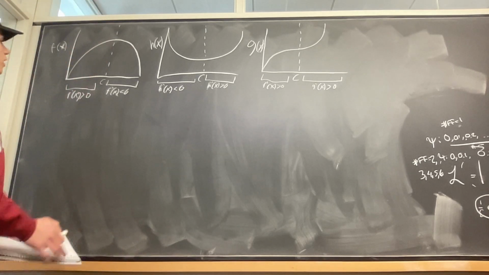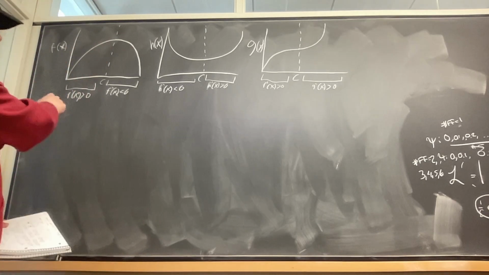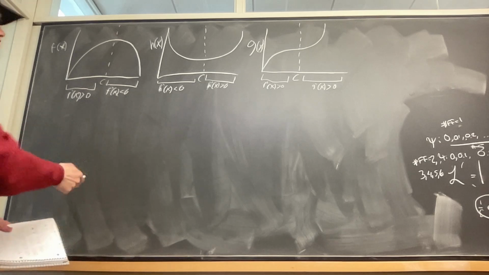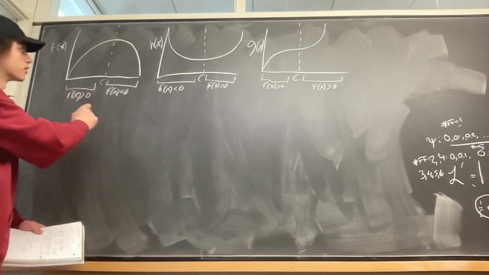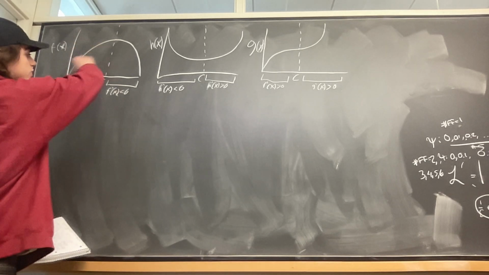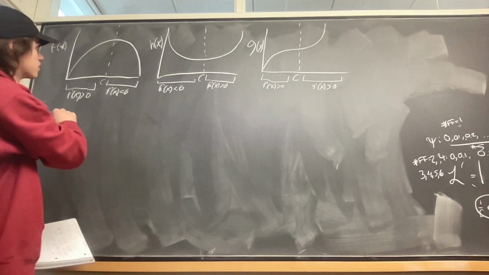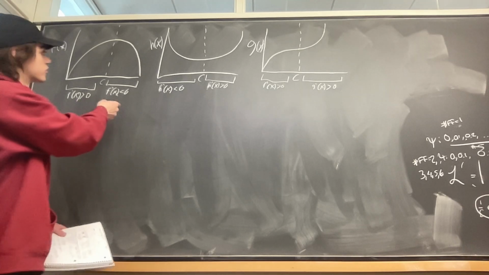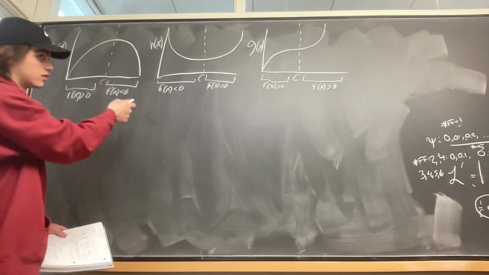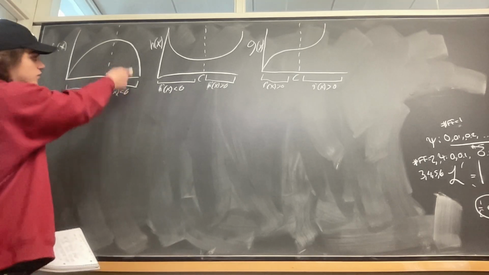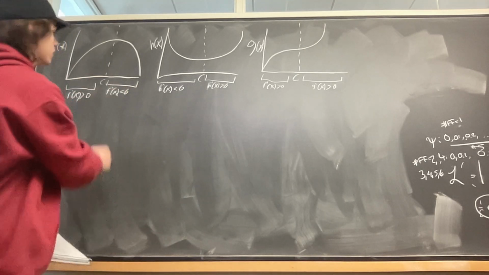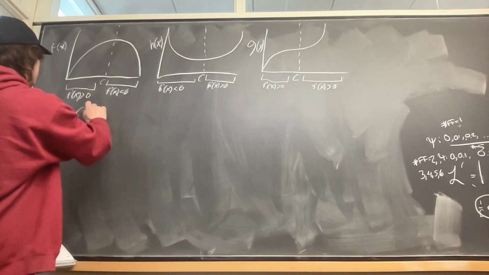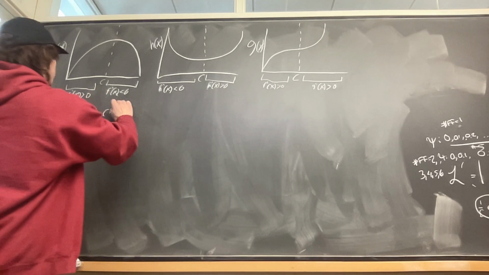But take the graph f of x here. Left of C, the derivative is greater than zero, meaning that over this stretch, when x is less than c, the graph is increasing. And that's the inverse for x greater than c, where the derivative is less than zero. That means that the function is decreasing. So because of that, we can mark c as a critical point.